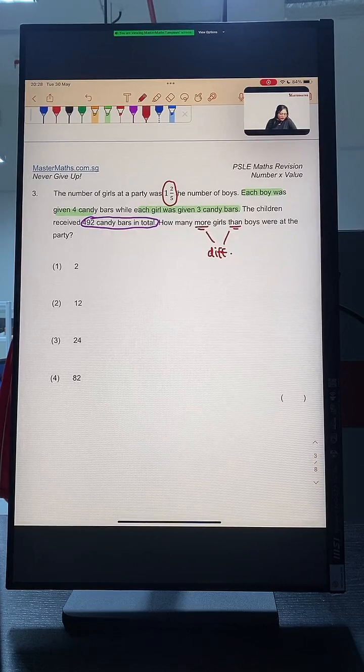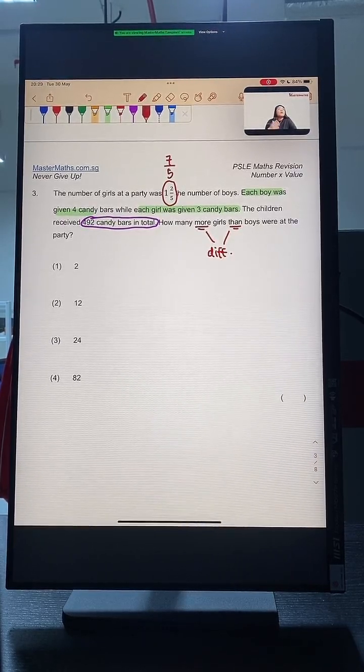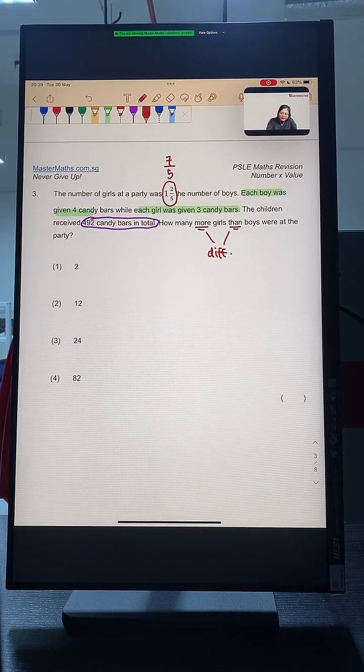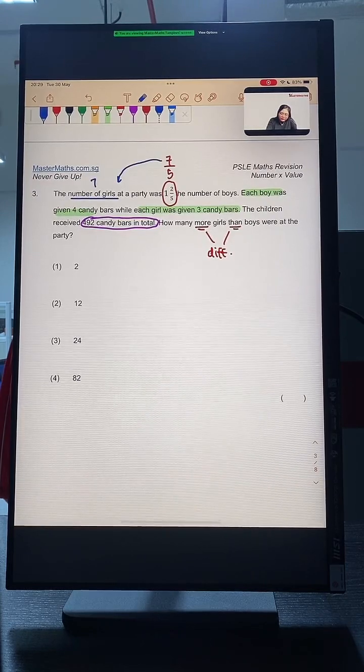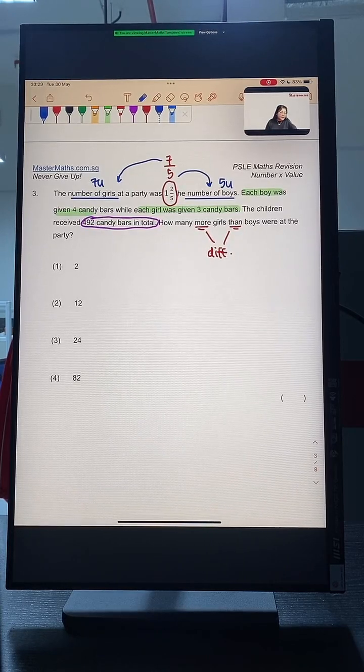I see more of you getting 7/5. You are right. So we want to change this into 7/5. Why do we want to change this to 7/5? The reason is so that we can give the units to the number of people. First come, first serve. The number of girls will get 7 units. The number of boys will get 5 units. Do we see now how to get units from a mixed number?